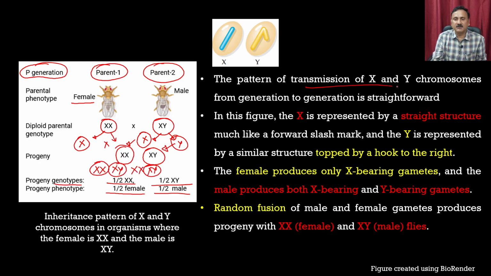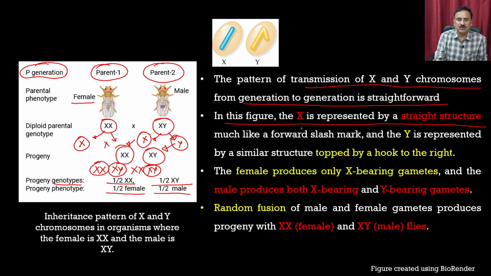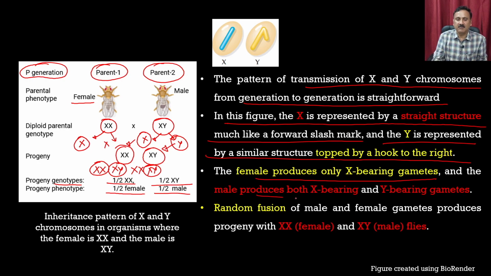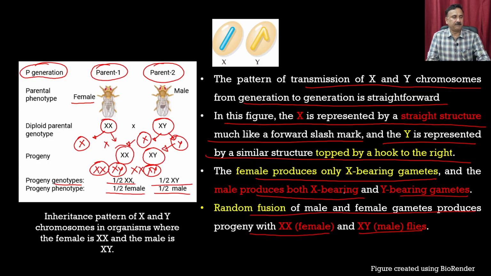So the pattern of transmission of the X and Y chromosomes from generation to generation is very straightforward. In this figure, the X is represented by a straight structure, much like a forward slash mark, and the Y is represented by a similar structure with a hook. So the female produces only X bearing gametes and the male produces both X and Y. Random fusion of the male and female gametes produces progeny with XX and XY.